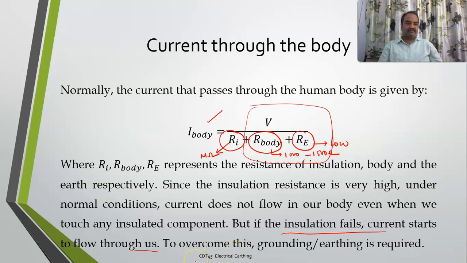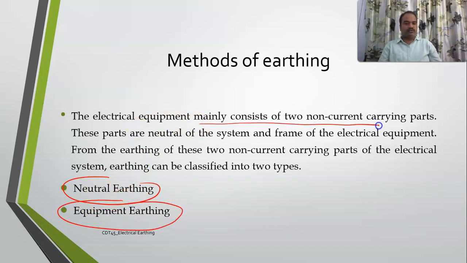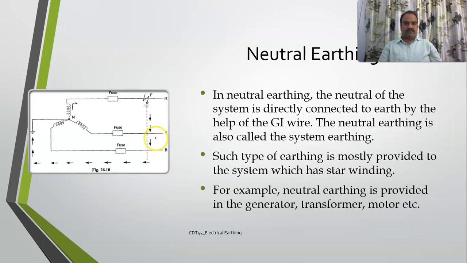So to overcome this, we should provide a parallel path, which we call ground. Okay, so how to ground things? There are two types generally employed. One is neutral earthing, the other is equipment earthing. Electrical equipment mainly consists of two non-current carrying parts, one is the neutral, the other is the frame. Both should not carry any current. So you can ground either this one or this one. So this is neutral earthing.